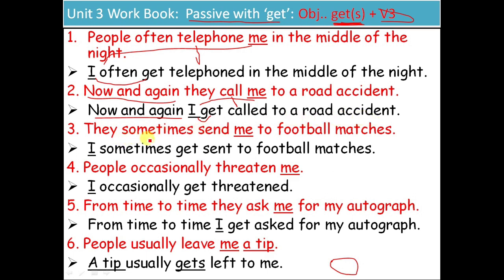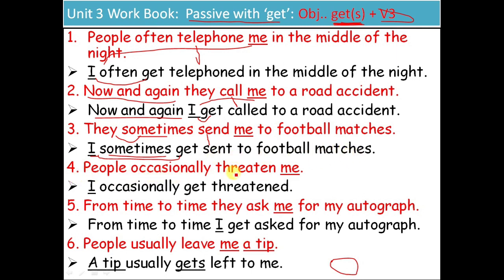Similarly, they sometimes send me to football matches. So here sometimes is given after the subject, therefore while making passive we have to put it after our new subject. So here the object is me, therefore we have to bring it into the position of subject. I, then the frequency marker, sometimes, here I, therefore get, and V3 of send is sent, to football matches. So I sometimes get sent to football matches.